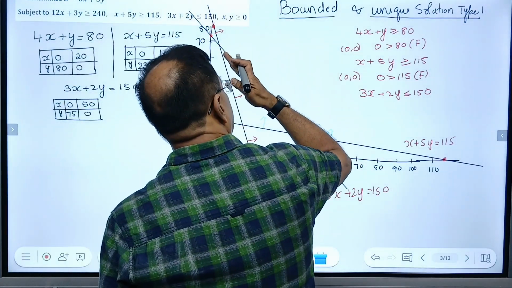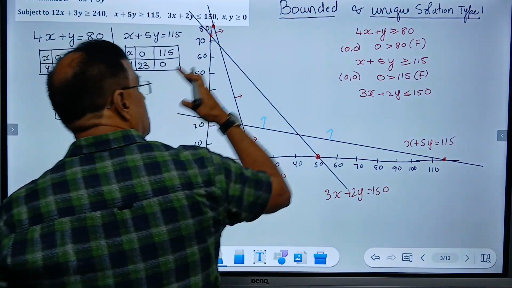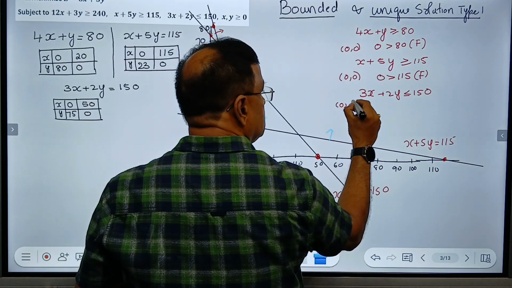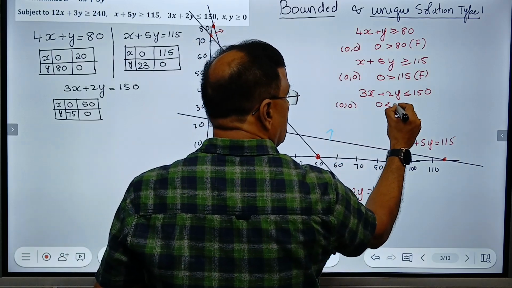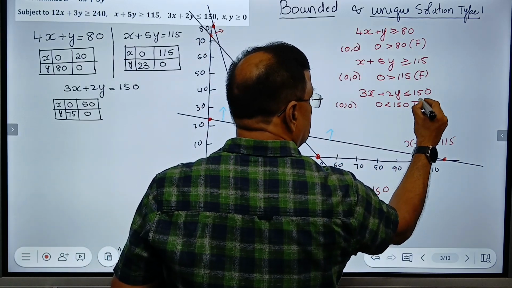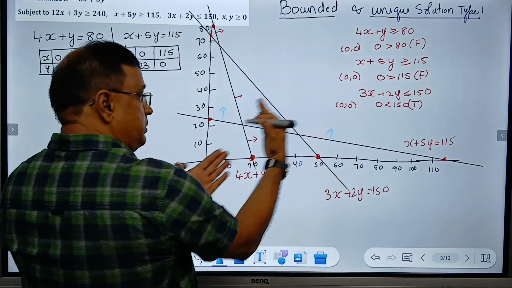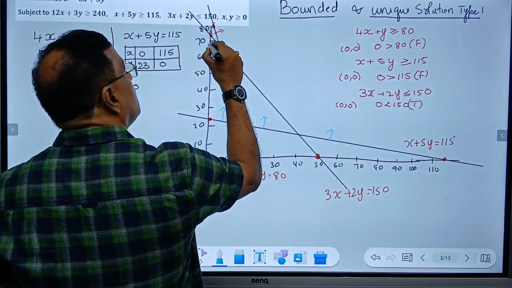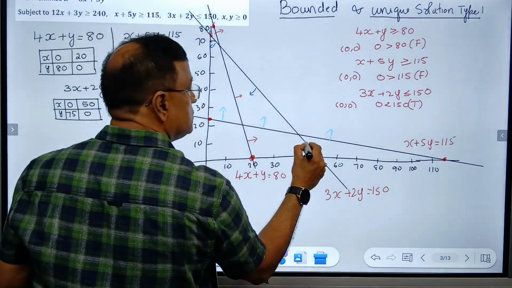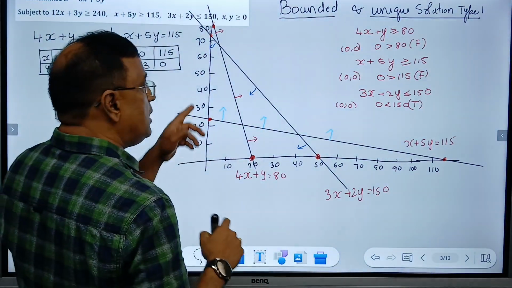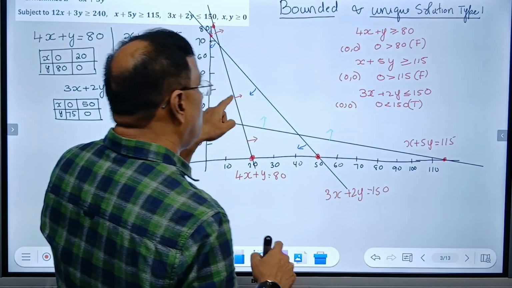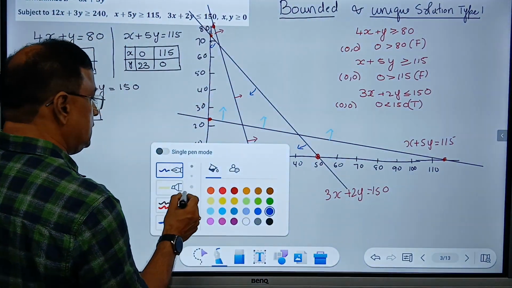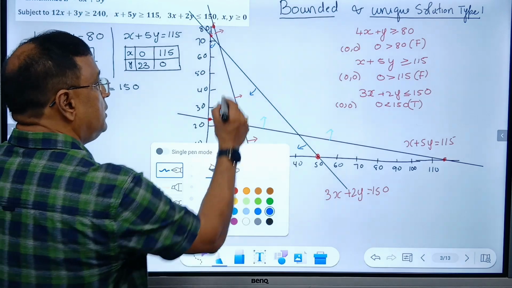that is this line, either it's towards origin or it is away from origin. So best way to do is substitute origin. You get 0 less than 150, which is absolutely true. So it has to be towards origin. So let's mark towards origin. Yeah, this is towards origin. So where is the overlap? Where do you see the overlap of all the three colors? The overlap of all the three colors can be seen here, right?